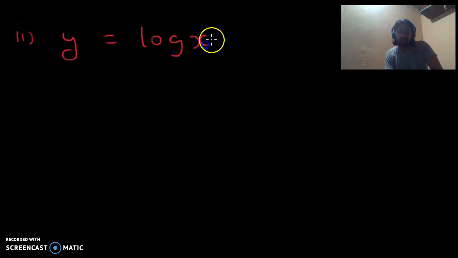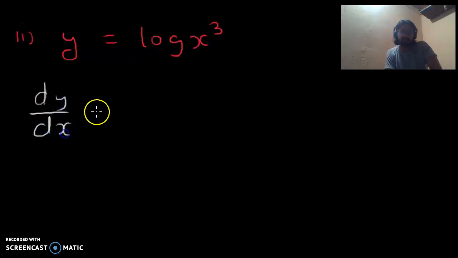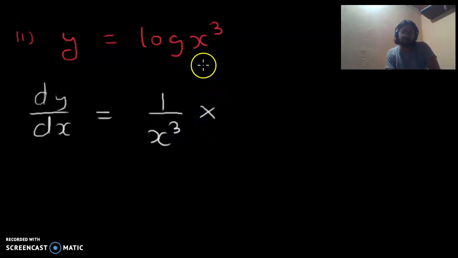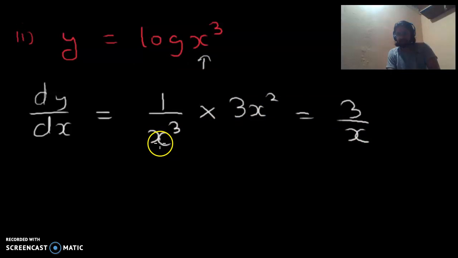And likewise, if I ask you some more, second, what is the differentiation of log x cube? If I'm differentiating this, first of all differentiate the first function, that is log. The differentiation of log is 1 by x, so that would be 1 by x cube. And second you need to differentiate x cube, that would be 3x square, and ultimately 3 by x is the answer.